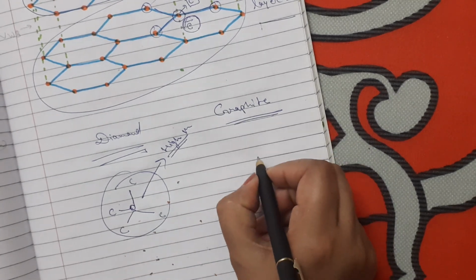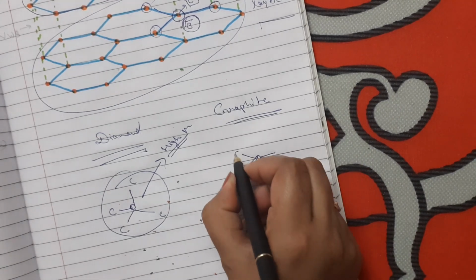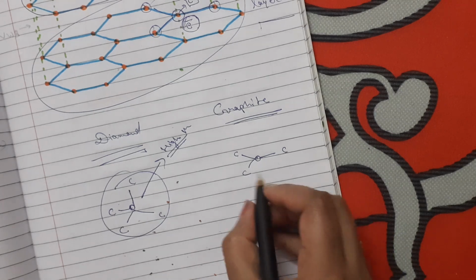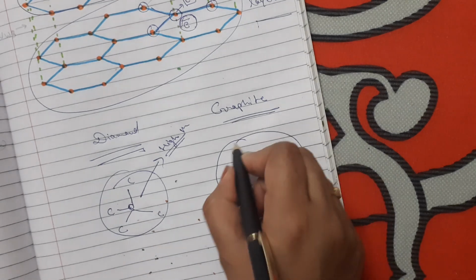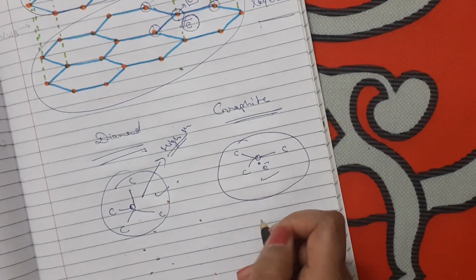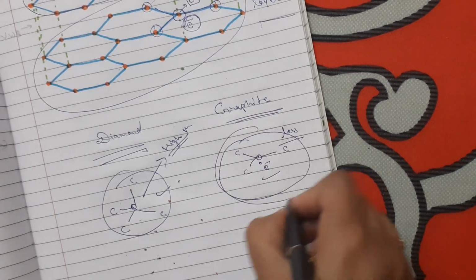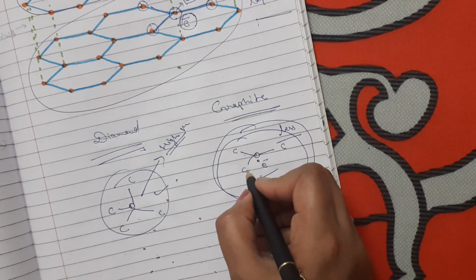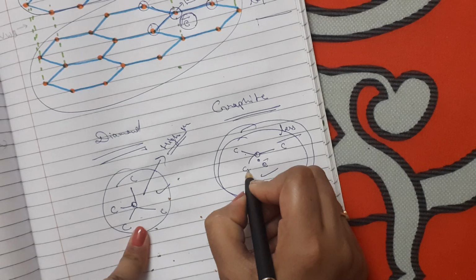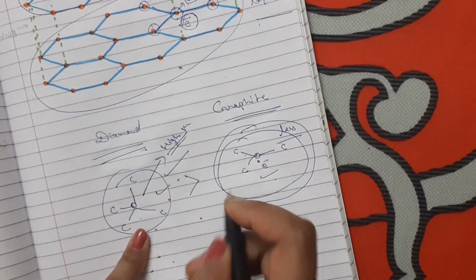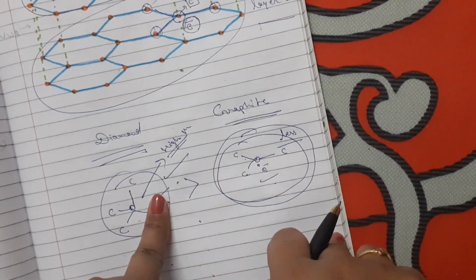And graphite has 3 strong carbon bonds and 1 free electron. Because of the strong bonds between carbon, it has a high melting point. But because diamond has one extra carbon bond, it has a higher melting point compared to graphite.